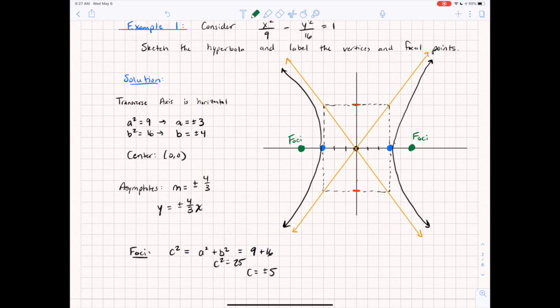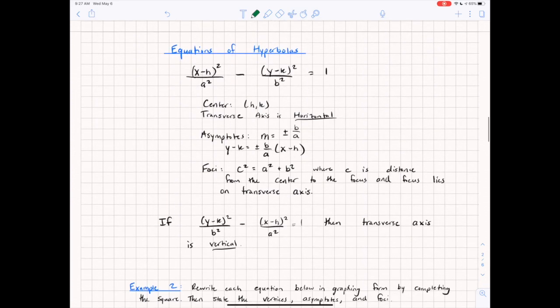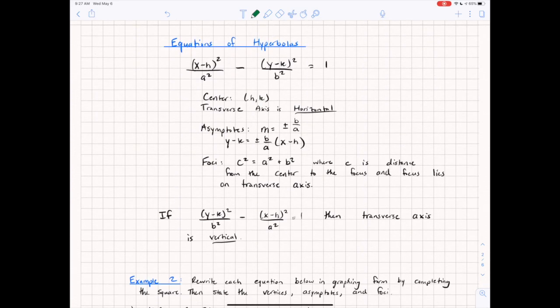Hyperbolas. All right, so let's take a look then at the equation for a hyperbola. So here's the equation written out, x minus h squared over a squared minus y minus k squared over b squared. In this kind of example, again, the center would be notated at (h, k) with the transverse axis horizontal because the x term comes first. The asymptotes are always given by plus or minus b over a, which means then y minus k is equal to plus or minus b over a times x minus h. The foci, c squared is equal to a squared plus b squared, where c is the distance from the center to the focus, and the focus lies on that transverse axis.